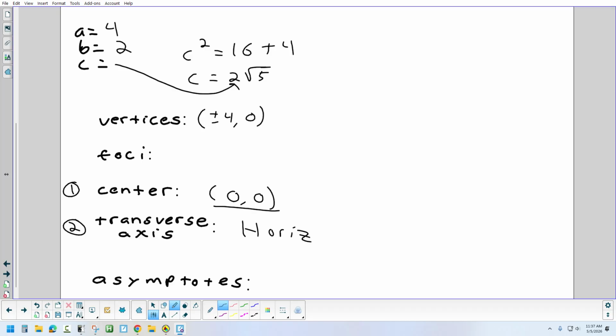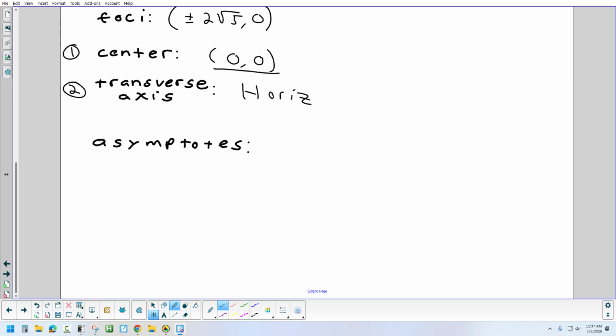How far are the foci from the center? 2 √5. So we know they're 2 √5 and they're in the same direction as the vertices. Can someone give me the 2 foci coordinates? Yep. Negative 2 root 5, 0, and 2 root 5, 0. Yep. So positive or negative 2 √5, 0. And one more thing we need are the asymptotes.